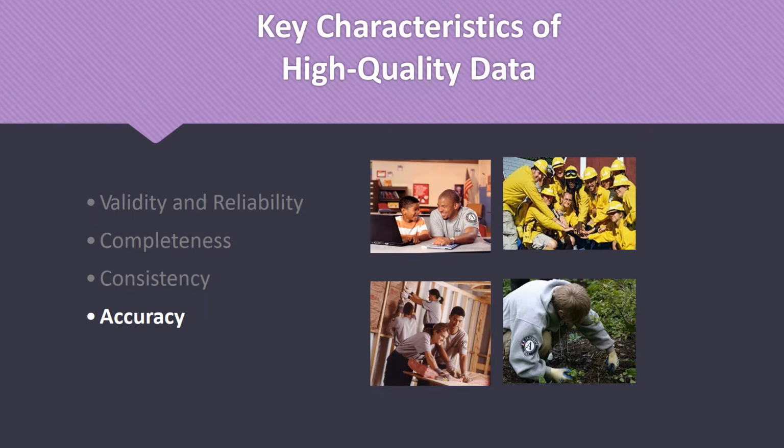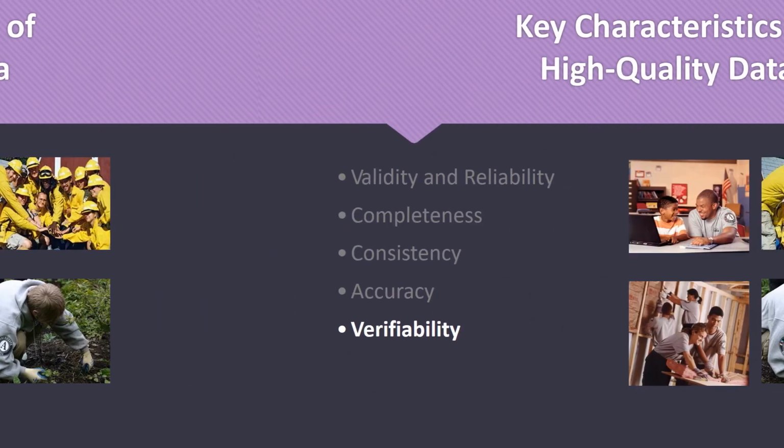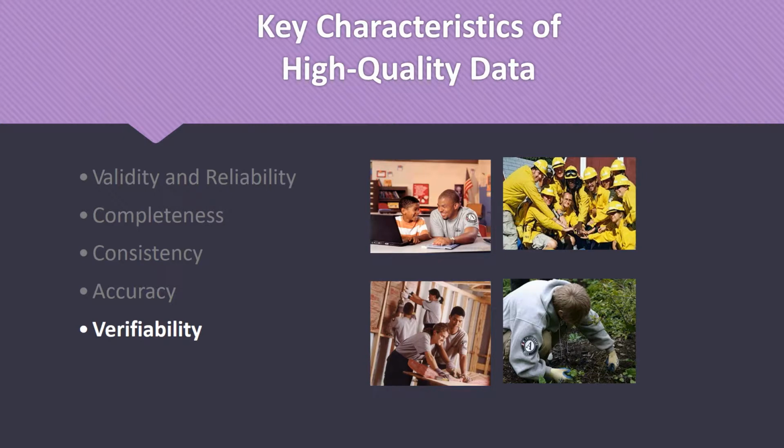Accuracy. Accurate data are error-free. It is critically important to review data for accuracy. Double and triple checks are important. If our data is inaccurate, then we draw inaccurate conclusions about our programs. Verifiability. We have verifiable data when we can show that the information is complete and correct.